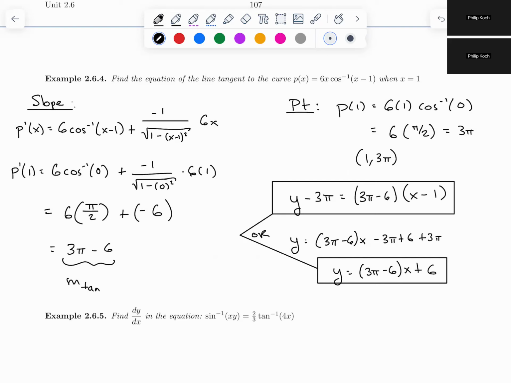Couldn't we have just, can we always, if they give us an x value, plug that into the function first and get the y value? I just like to find the slope first. We got the same thing in the slope. Well, I guess it's not the same because there's a -6. Yeah, it's because our derivative ended up having a cosine inverse in it as well.